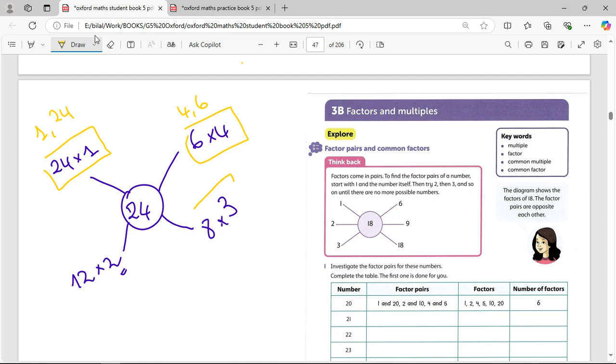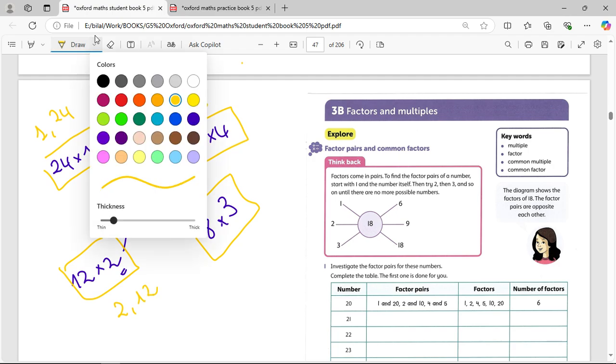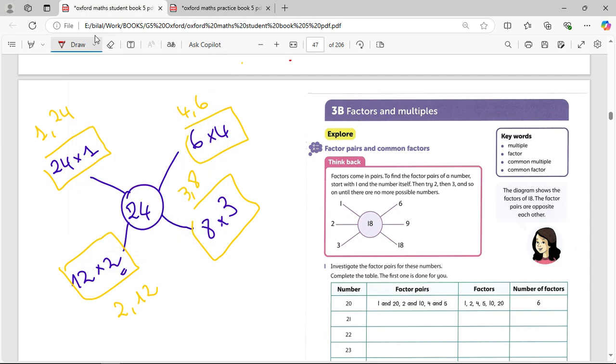The next pair here is 3, 8. Another pair I have here, 2, 12. These are pairs. So what are the factors? The factors, I'm going to now mention them in red. So I have 1, 2, 3, 4, 6, 8, 12, 24.